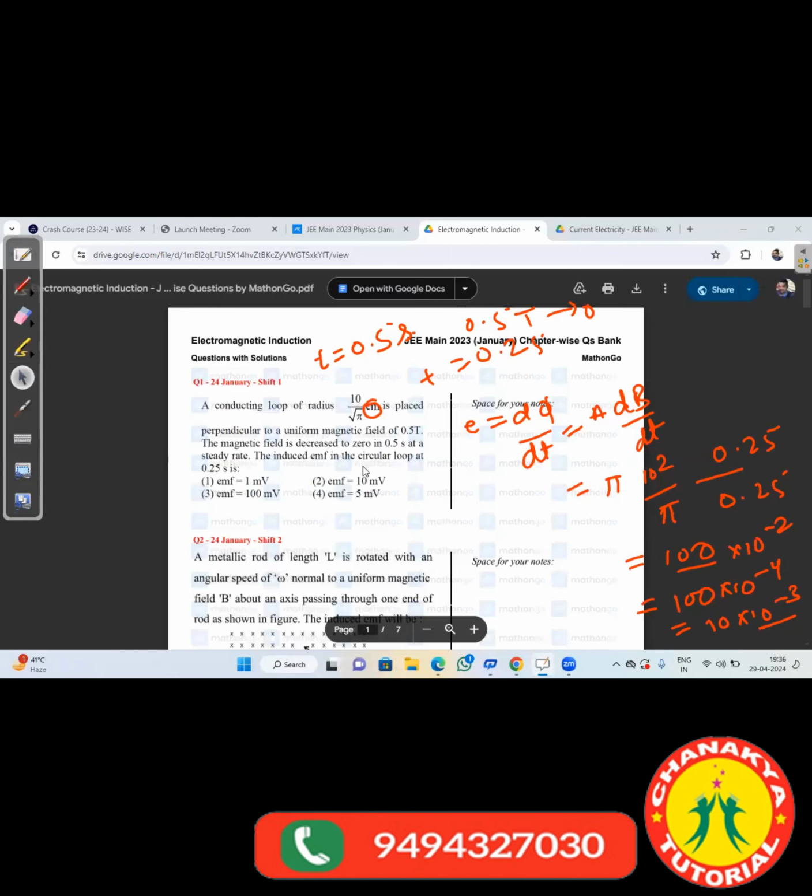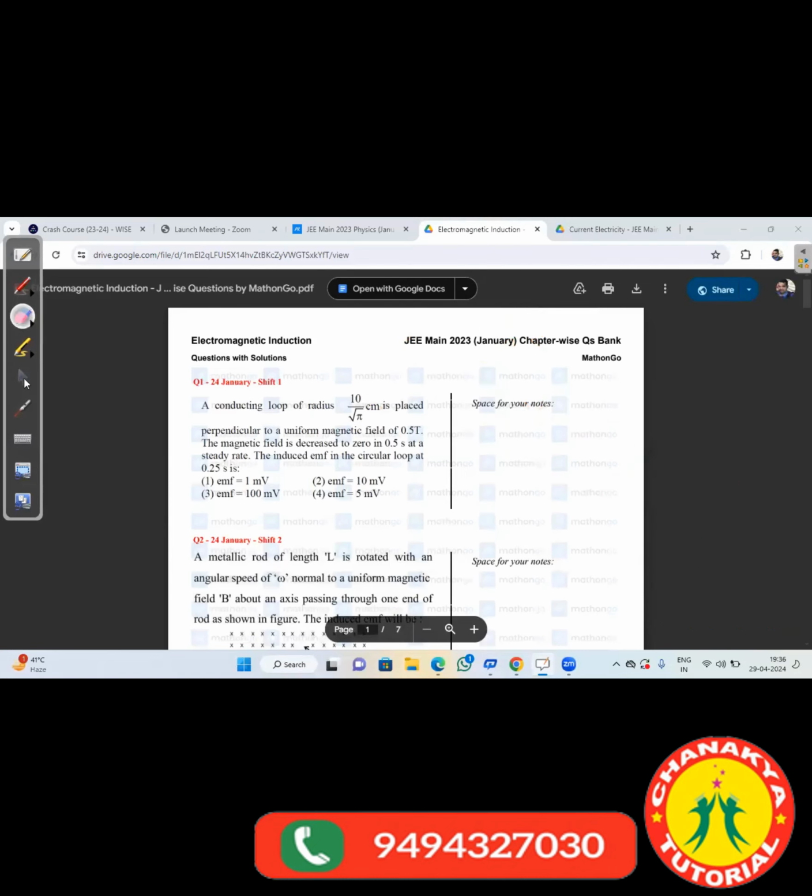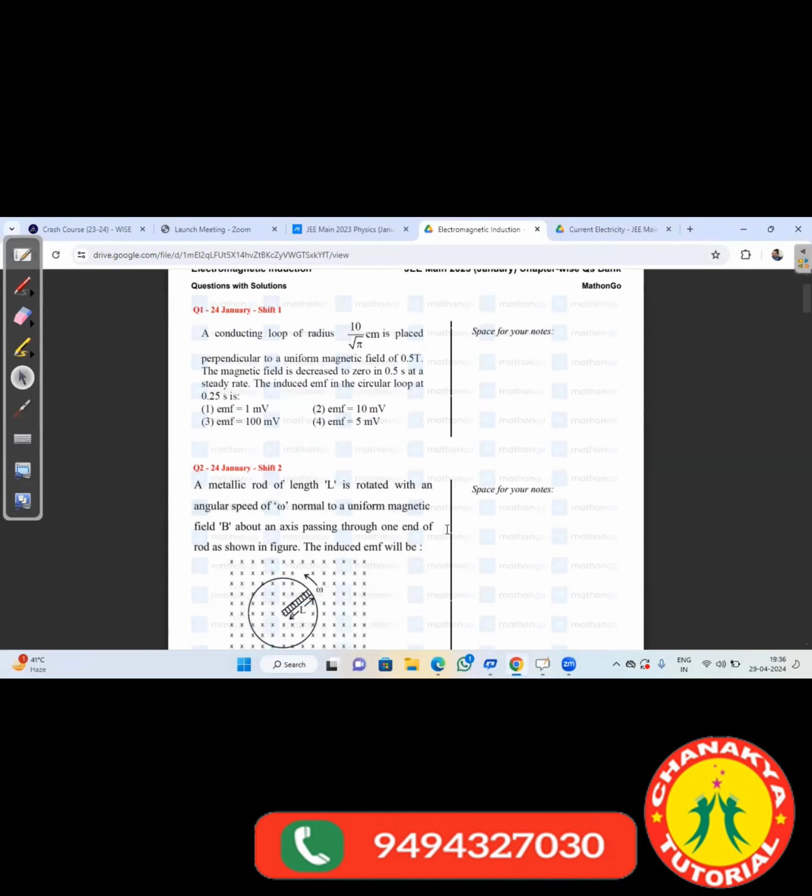And here we, okay, so here what happens? If you are decreasing the magnetic field at a constant rate, then if you find it for 0.25 second or 0.5 second, the induced EMF would remain the same. Okay, because it's constant. The rate of change of flux is a constant.